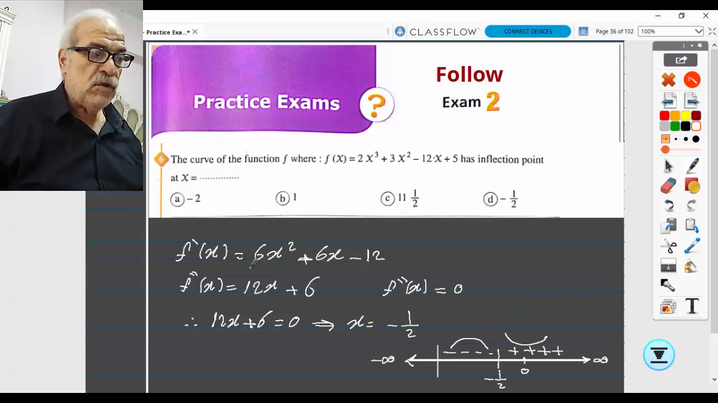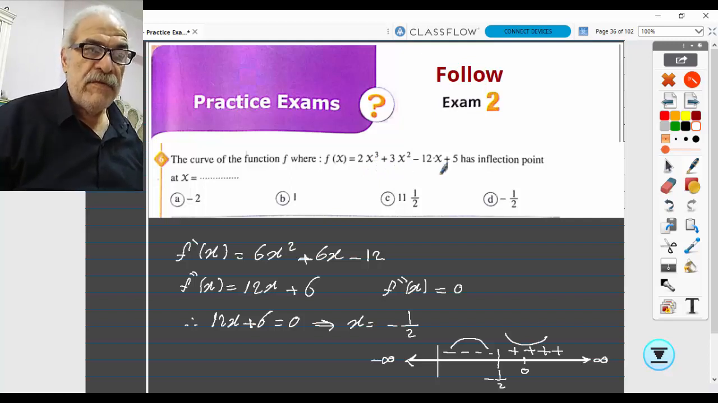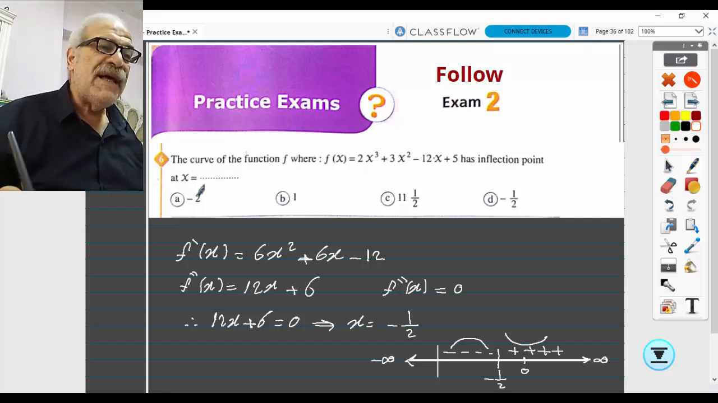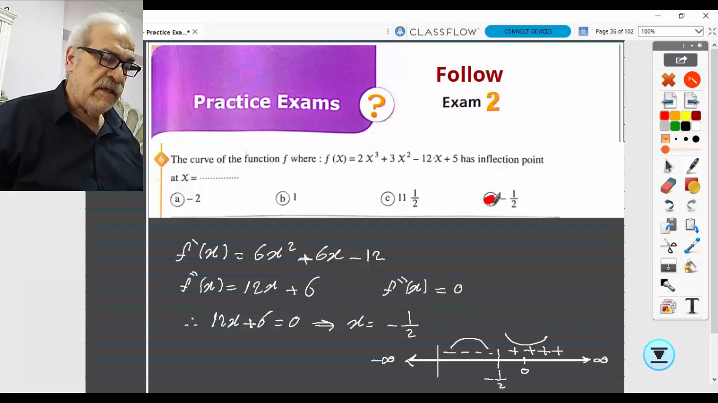Okay, so we can say the curve of the function f, where f of x equals 2x^3 plus 3x^2 minus 12x plus 5, has inflection point at x equals negative half. And we write negative half. Okay, so the solution is D.